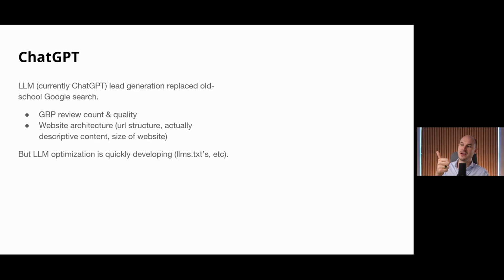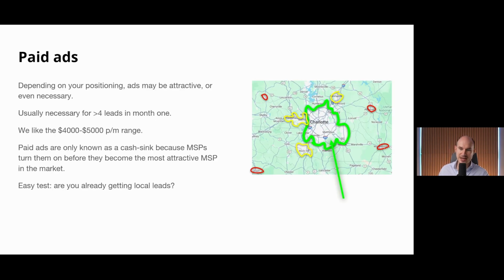So ChatGPT, review count, what's in the reviews, and website architecture, huge. And this field is now developing, but ChatGPT is great. Paid ads is even better. I love this. We like to spend $4,000 to $5,000 a month on this. You can do less, but 4 to 5 is really nice, because you feel like, yes, lead flow. You get like a nice handful or two.